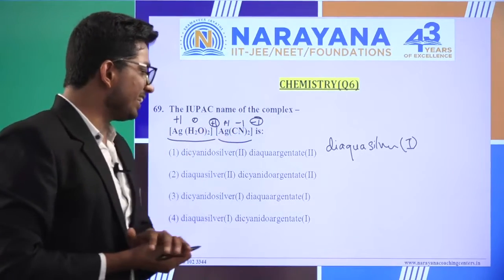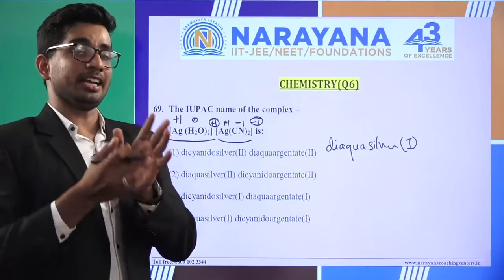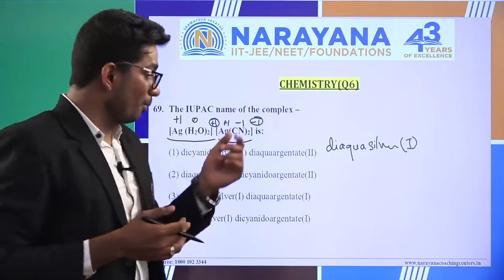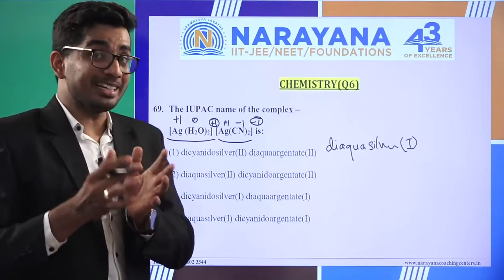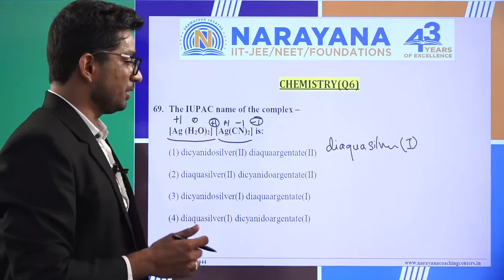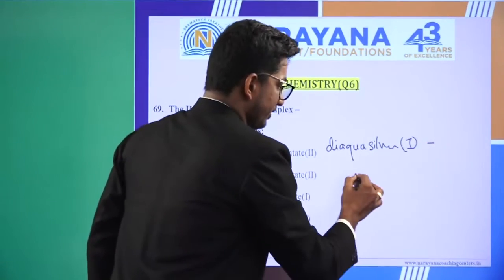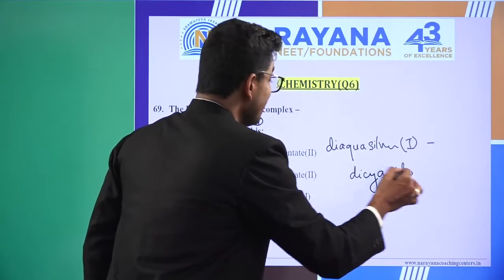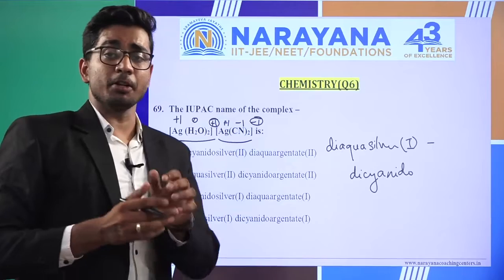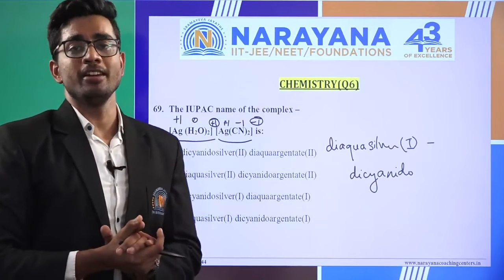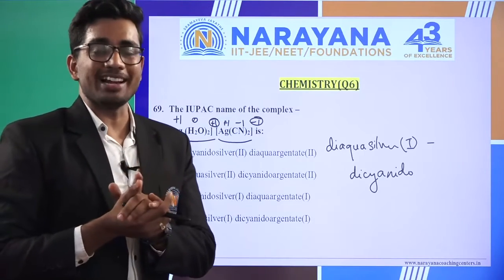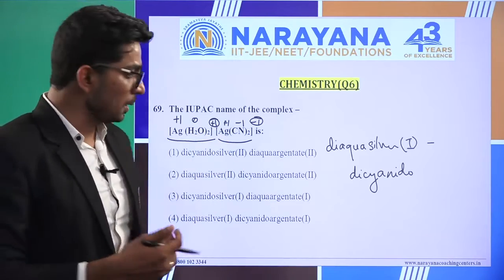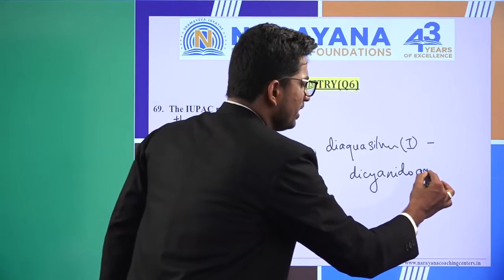Here we have a ligand that is negatively charged, and negatively charged ligands end with o. So it's cyanide, so it will be cyano. And how many are there? Two. So it will be dicyano. Next we have silver, but we won't write silver because it's a negative coordination sphere, and we have to use the Latin name and end it with ate. So it will be argentate.